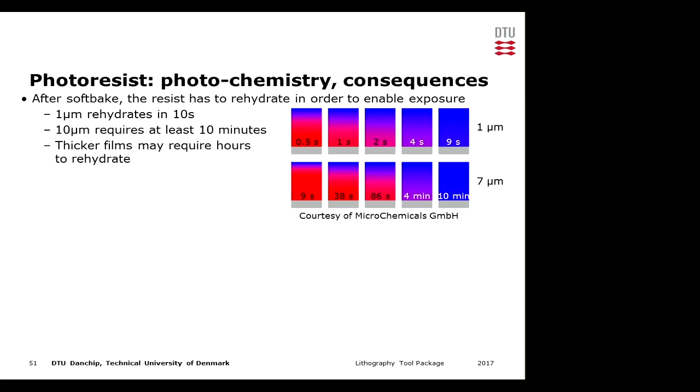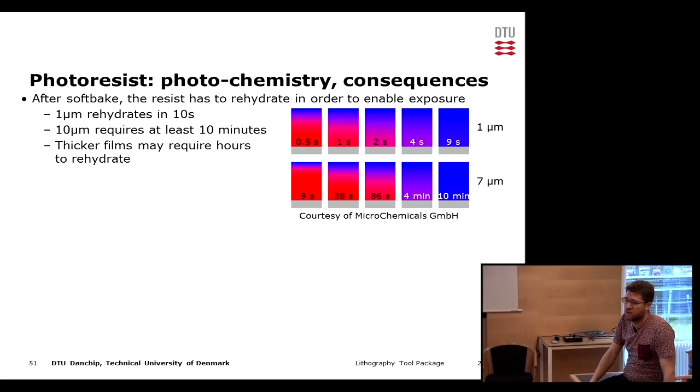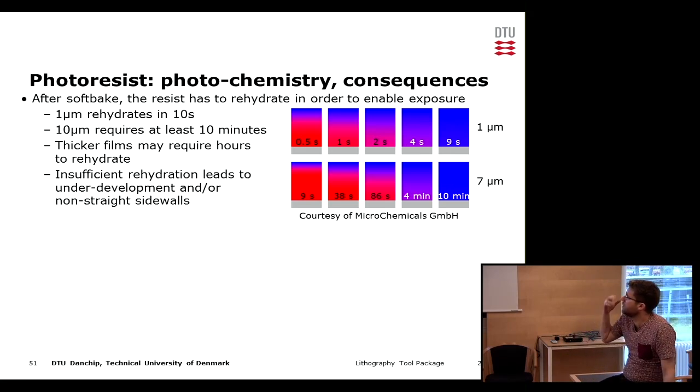But if we are using one of the thick resists, the one called 4562, which typically does 5 to 10 micron layers, then we need to make sure that we give it at least 10 minutes or so between the two processes. Otherwise, we can get the problem that it doesn't develop all the way through, because the light was there, but the water was missing, so the process didn't complete.